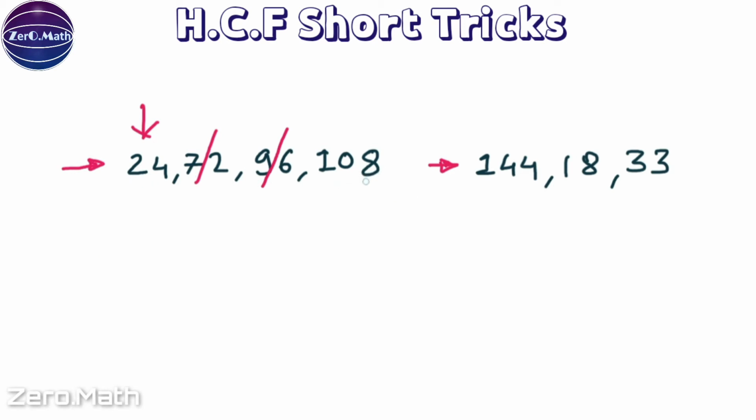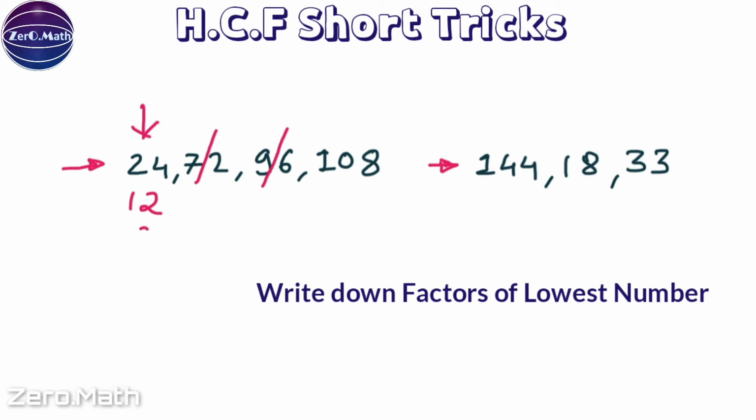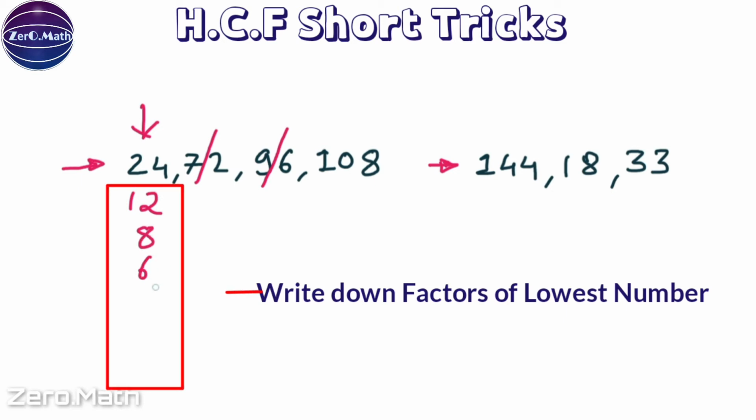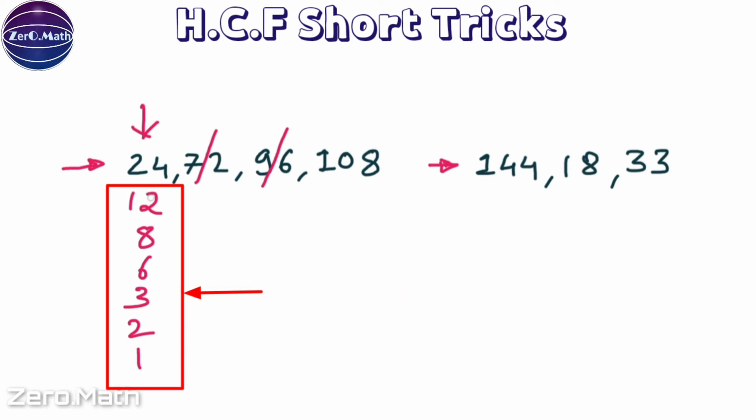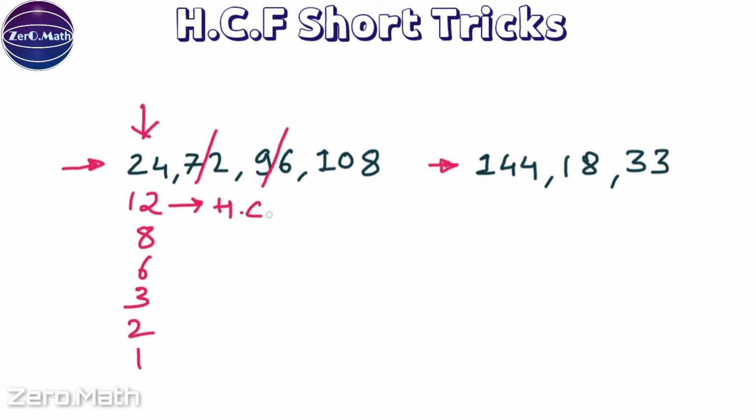To solve this, what we will do, we will find out the factors of the lowest number, that is 24. So factors of 24 are 12, 8, 6, 3, 2 and 1. Now out of these factors, we will check the highest factor, it is 12. Whether 12 is also a factor of 108? Yes. So 12 times 9 is 108. Hence 12 is going to be my HCF.